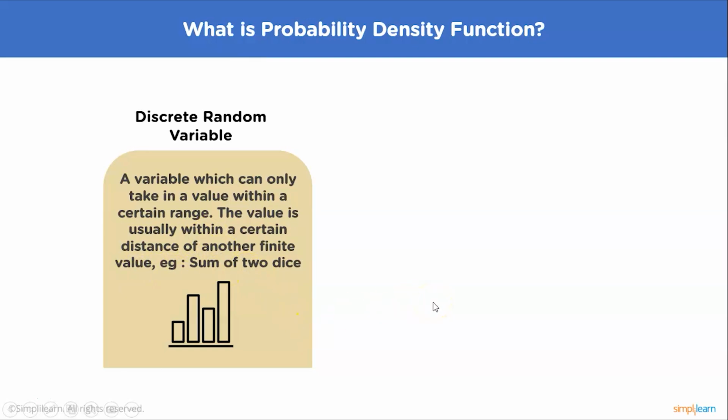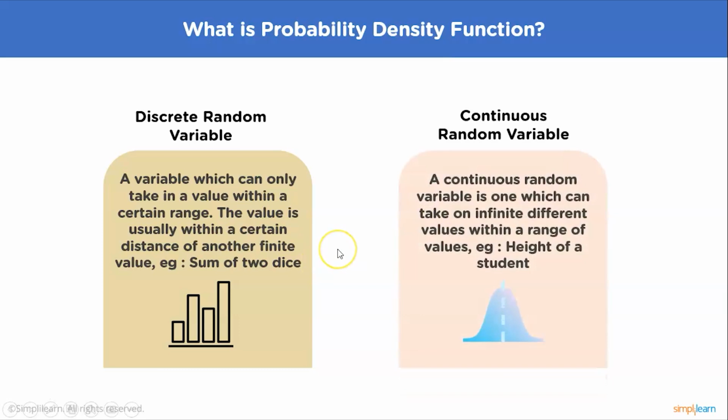Basically, values which are well defined are called discrete values, and a variable which has well defined values will be called a discrete random variable. This variable can only take values which fall within a certain set of values. Let's say you roll a dice. The dice can only give you specific outcomes which range from 1 to 6. This is what you would call a discrete output. On the other hand, a continuous random variable can take on infinite different values within a range of values.